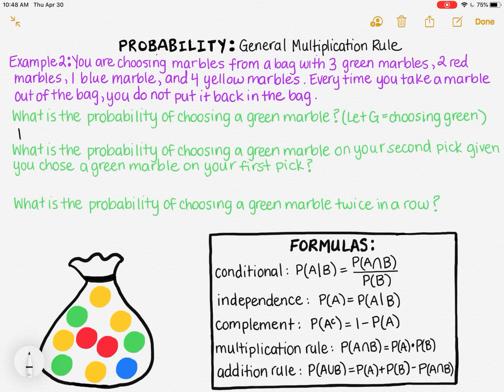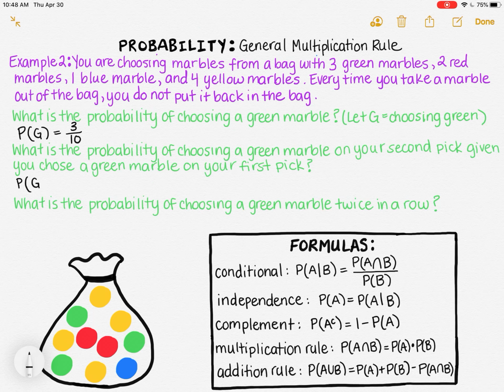So this is going to be a little different from the last one. First, we need to find the probability of choosing a green marble, and we will still use G to represent choosing a green marble. So P(G) equals the total number of marbles in our sample space, which is still 10, and the total number of green marbles we can pick is still 3. So the probability of choosing a green stays the same, 3 out of 10.